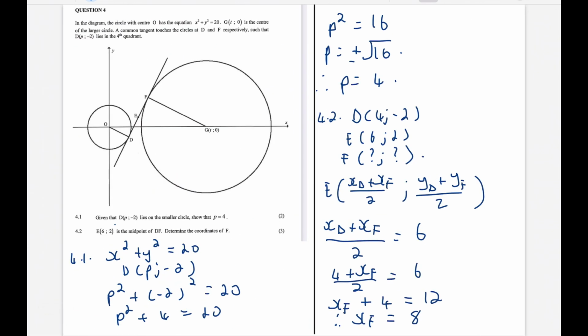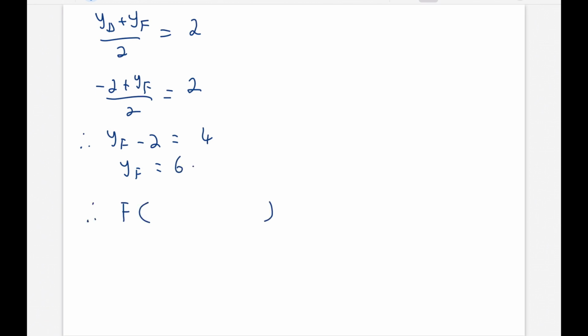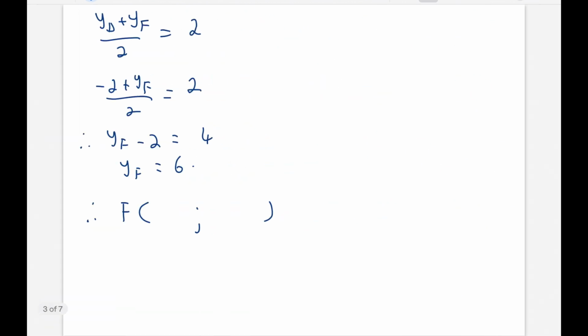Now the y value of D is minus 2. So we have here minus 2 plus the y value of f over 2 is equal to 2. Now if I cross multiply here, we'd get that the y value of f minus 2 is equal to 2 times 2, which is 4, meaning the y value of f is 4 plus 2, which is 6. And so f has the coordinates x value of 8 and y value of 6.